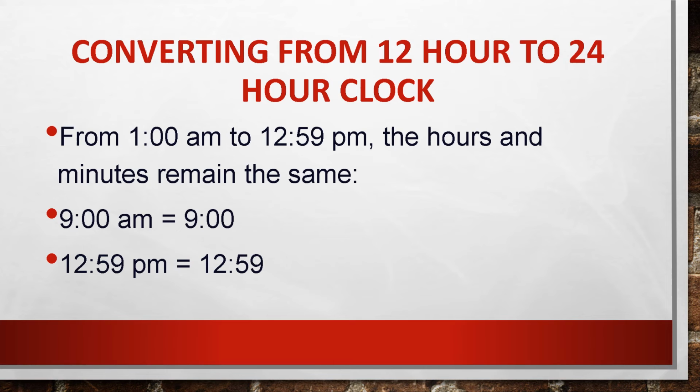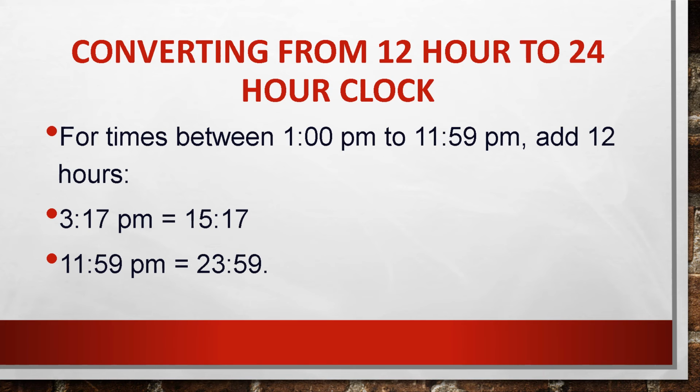Second, the time between 1 a.m. to 12:59 p.m. The hours and minutes remain the same, but you are not going to write AM or PM there. Suppose 9 AM, in the 24-hour clock you will write just 9, that is 9:00. For 12:59 PM, you will write 12:59 only. You are not writing the PM there.